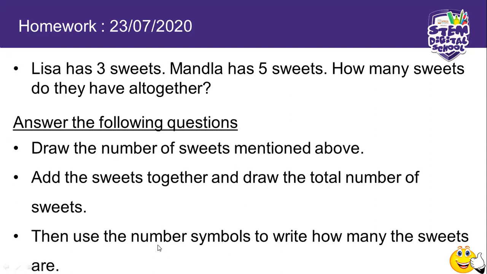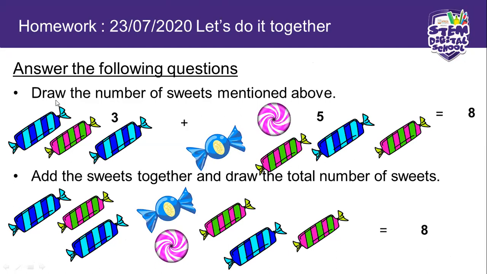Okay, let's see how you will solve this one. Draw a number of sweets mentioned above. So one had 3 and the other had 5. So you have drawn your sweets like we saw in the homeworks that were submitted. And then you write the number symbols there. It's 3 plus 5. And then all together, how many are they? 1, 2, 3, 4, 5, 6, 7, 8, which is 8. And there we have our 8 there.